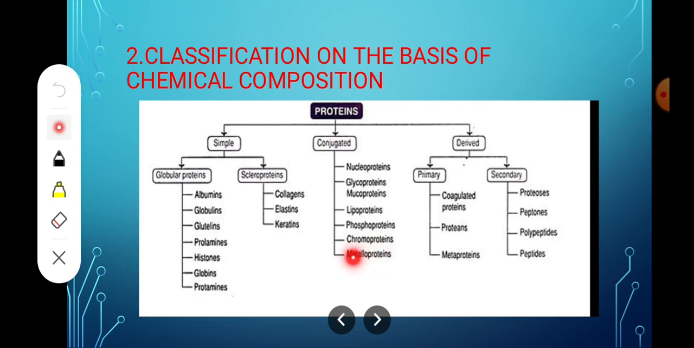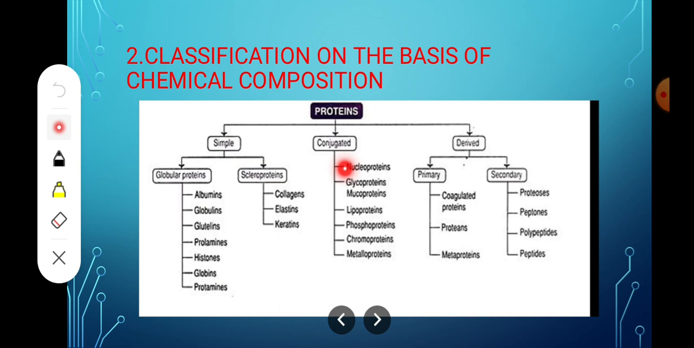Then next, chromoproteins. Chromo means color, that is, these are the colored proteins. They are linked to metallic prosthetic groups, which give color to the proteins. Examples of chromoproteins are hemoglobin, hemocyanin, cytochromes, chlorophyll, and so on. Next, metalloproteins. They contain metals. These are the metalloproteins.